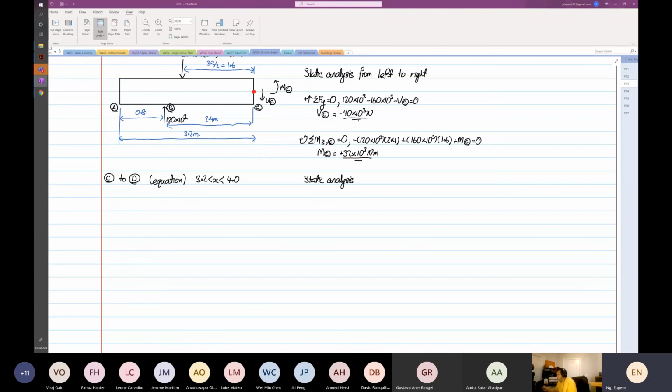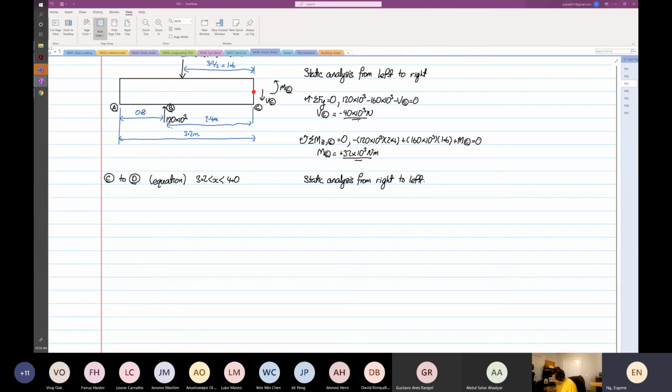Okay. We're going to do static analysis from right to left. I want to train you to do both sides. I don't need you to train one only, you can only do one dance. I want you to be able to do both sides. So how does it look like?